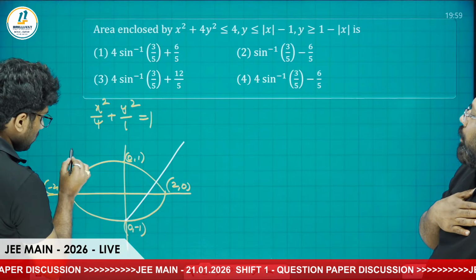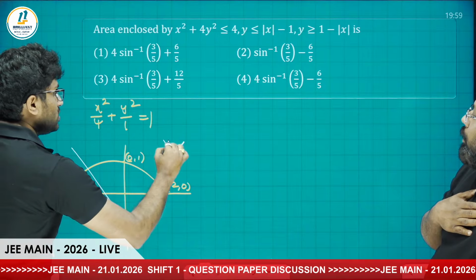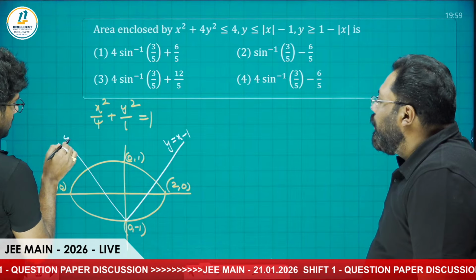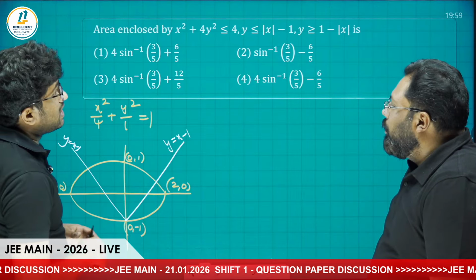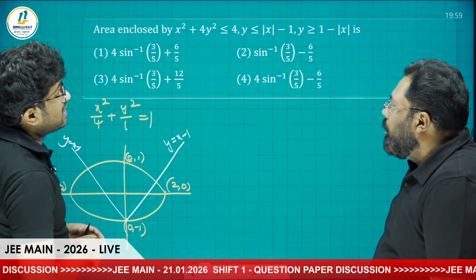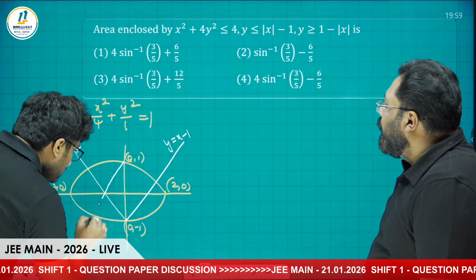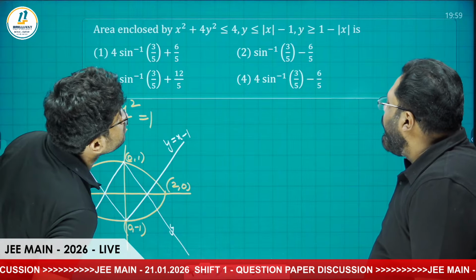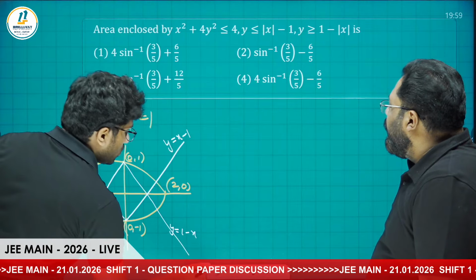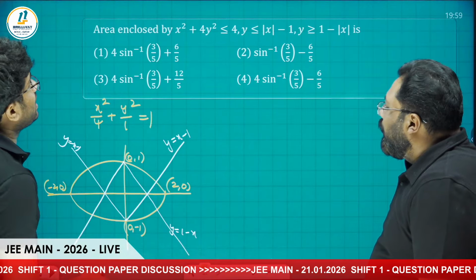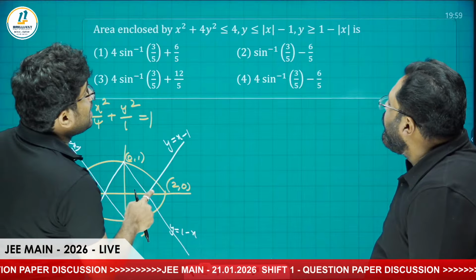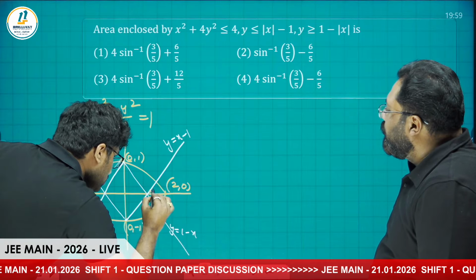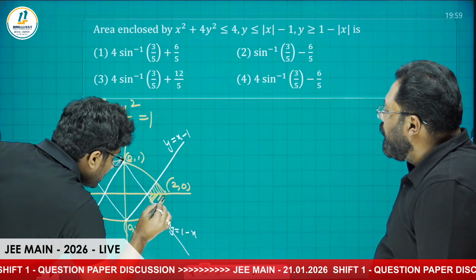So the graph of y is equal to mod x minus 1 will be, this is y is equal to x minus 1, symmetric, it's 1 here. This is minus x minus 1. Next another graph is 1 minus mod x, which is the image of this particular graph. So this will be again at this point. So this is the graph y is equal to 1 minus x in this portion. Now what they are asking us to find, the area enclosed inside the ellipse, less than this curve and greater than this curve. So that means they are asking us to find the area of this particular plotted region.